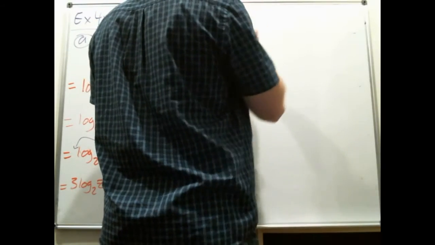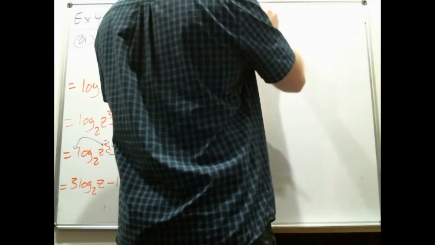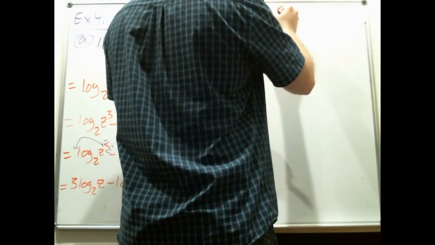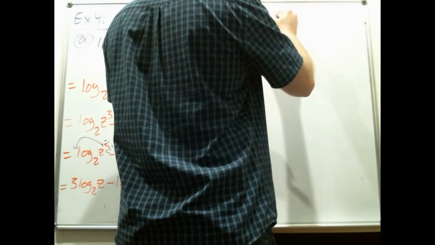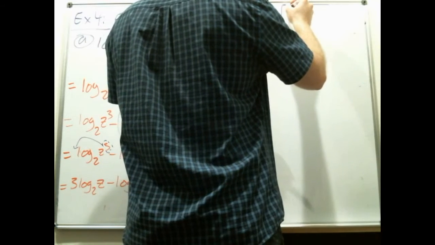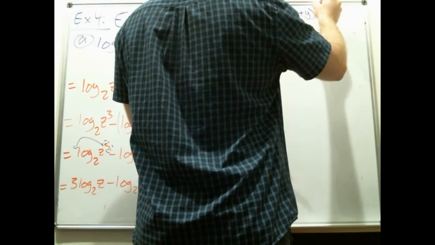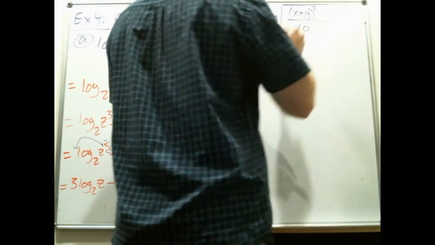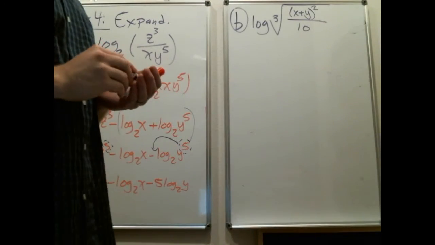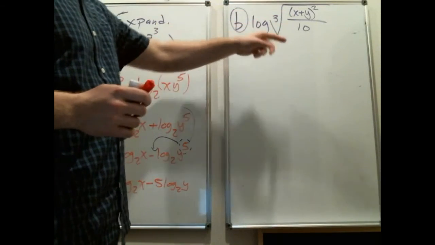So we have B, and kind of watch what I'm doing first before you write. That might be helpful. Log the cubed root of x plus y squared all over 10. So that whole thing, x plus y squared over 10, is under the cubed root.